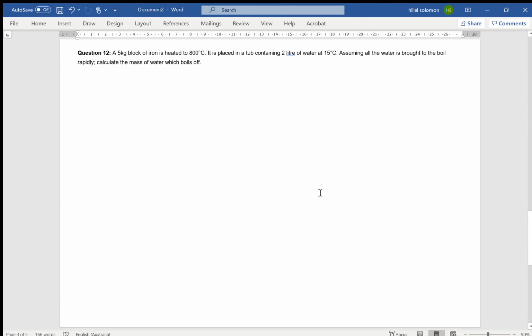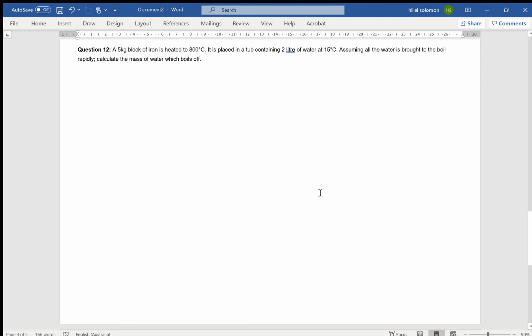Question 12. A 5 kilogram block of iron is heated to 800 degrees Celsius. It is placed in a tub containing 2 liters of water at 15 degrees Celsius. Assuming all the water is brought to the boil rapidly, calculate the mass of water which boils off.